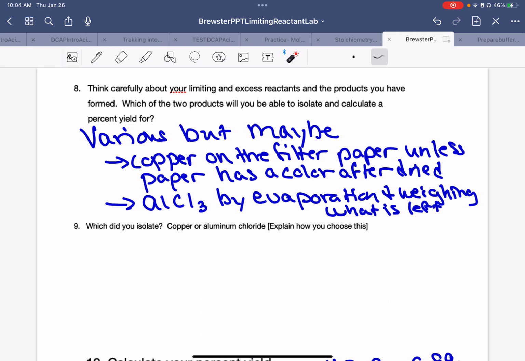So think carefully about your limiting and excess reactants and the products you have formed. Which of the two products would you isolate and calculate percent yield for? I'm leaving this open to you, but hopefully most of you figured out that we can get the copper and any other solid material out on the filter paper. Some of you had to pick out your aluminum foil and spray that off because you had excess aluminum foil. And then the AlCl3, we would need more time. We'd evaporate the water off and then weigh the contents at the end to see what we ended up with.